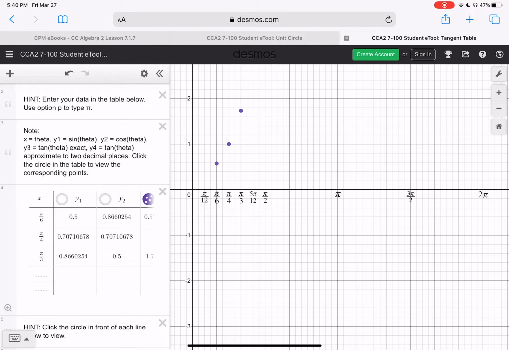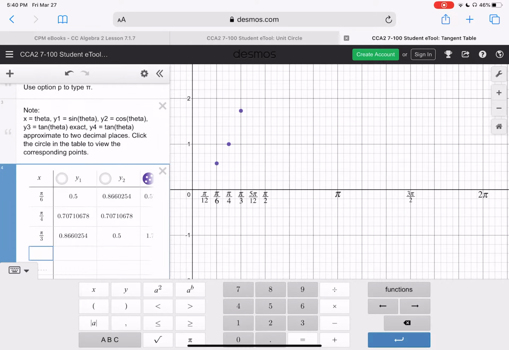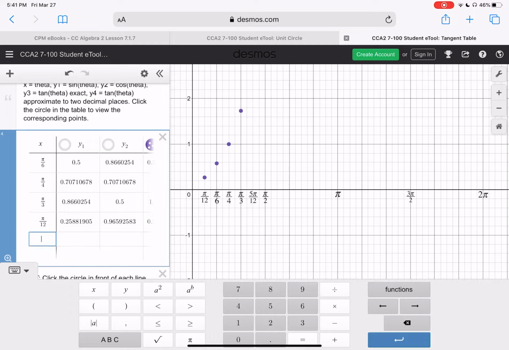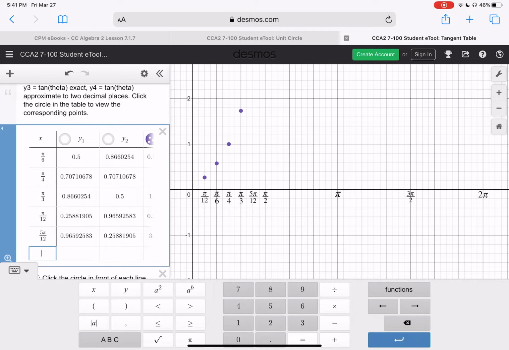We have this e-tool that allows us to make a graph for our tangent function by inputting points. Right now we have pi over 6, pi over 4, and pi over 3 already plotted. So we can type in pi over 12, 5 pi over 12, and so on and so forth to complete our graph.